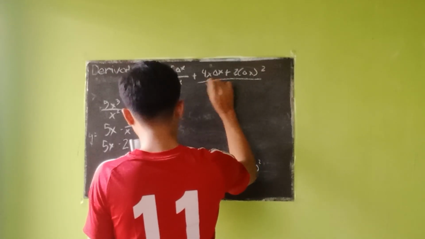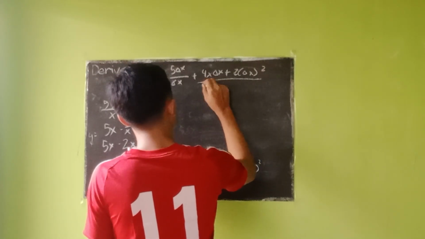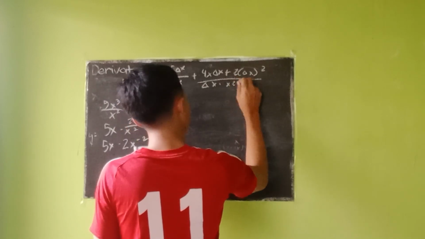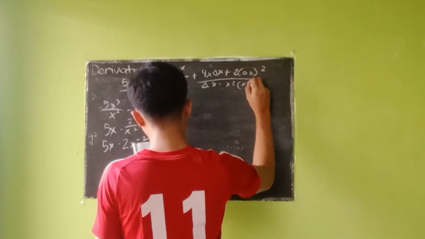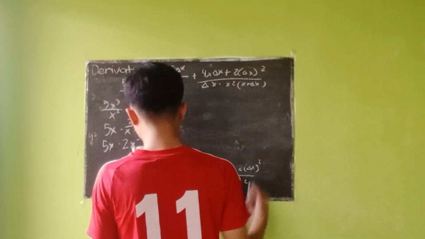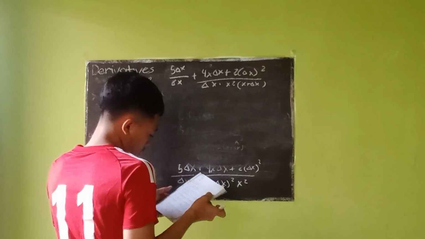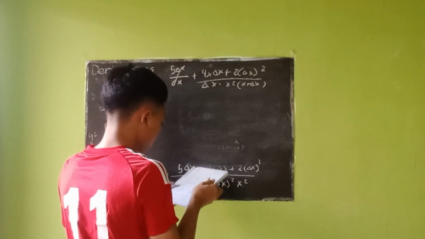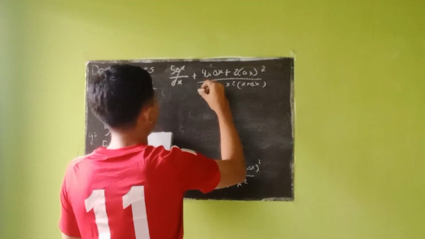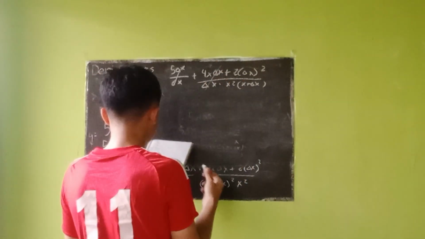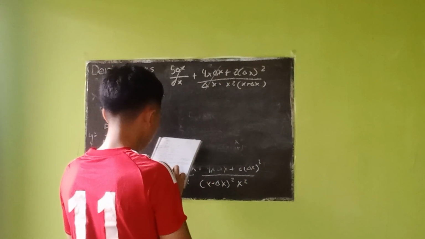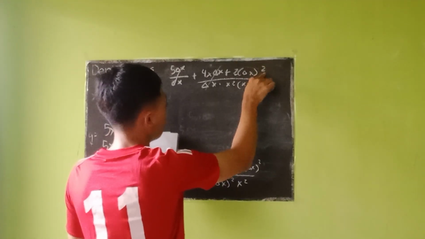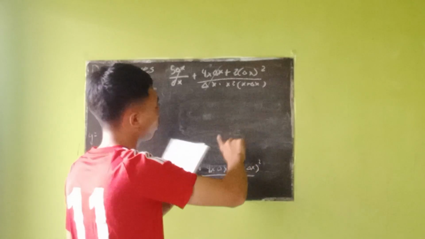This one will also be times x squared, then x plus delta x. This one will be cancelled out. This one will also cancel out. And the others will get reduced. So 2 minus 1 is 1.